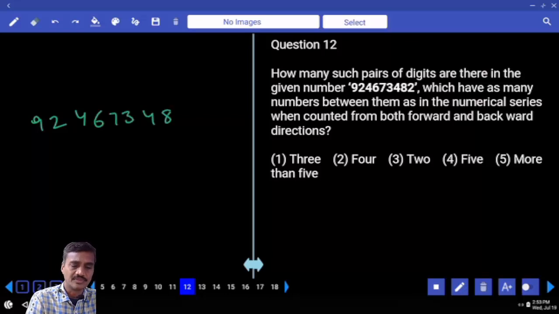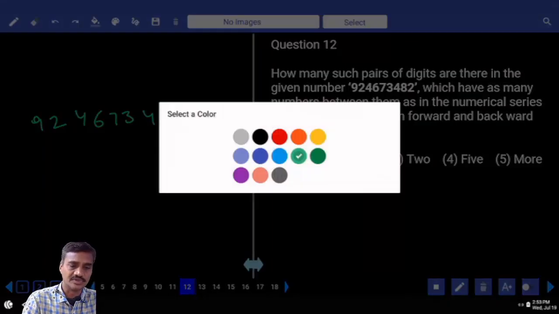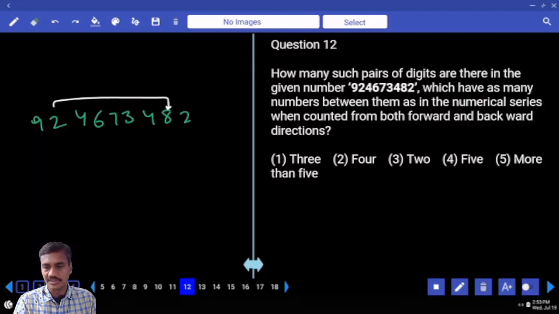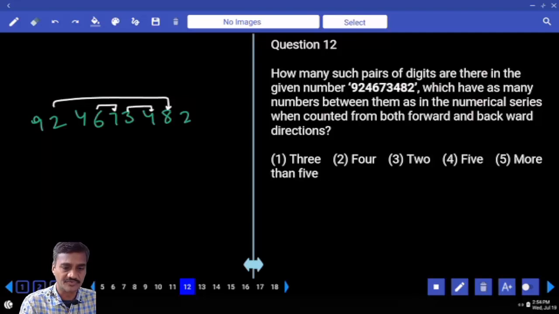7348. Then starting with this one, 2, 3, 4, 5, 6, 7, 8. From 2 to 8 there is a pair, isn't it? And the next one, 3, 4, 5, 6, 7, 8, 9. 4, 5, 6, 7, 8, 9. And 6 and 7 there is a pair. 6, 7, 8, 9. 7, 8, 9. 3, 4 there is a pair. 3, 4, 5, 6, 4, 8.